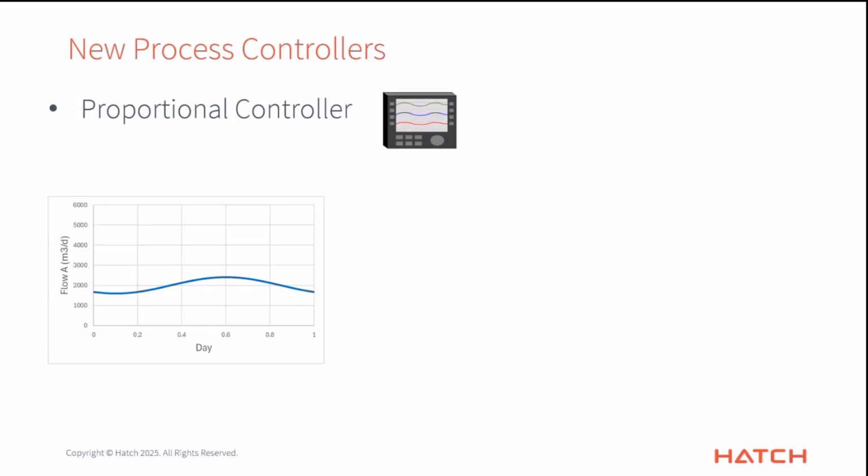So first, let's take a look at the proportional controller. And just to illustrate what this controller actually does, we just have a very simple example here. When you're using this controller, you're going to have a signal that's going to be your control variable. So in this example, that's going to be flow A. And what the controller does is it takes that control variable and then multiplies it by some proportional constant that you specify, and then your manipulated variable is going to be held at that particular scaled value.